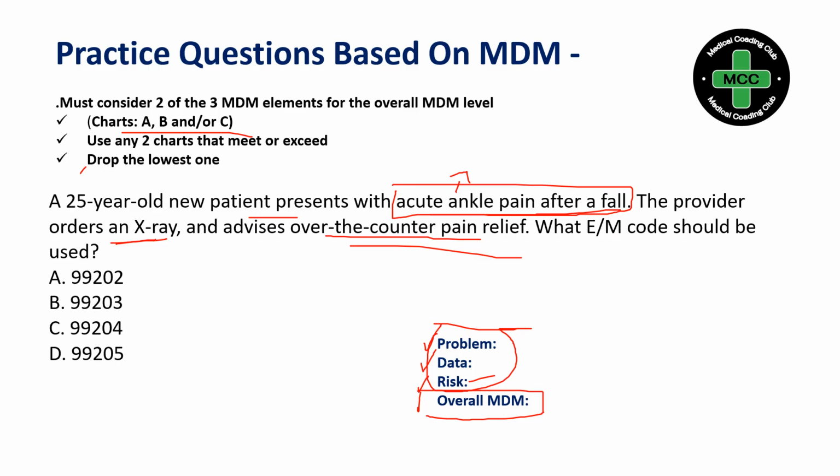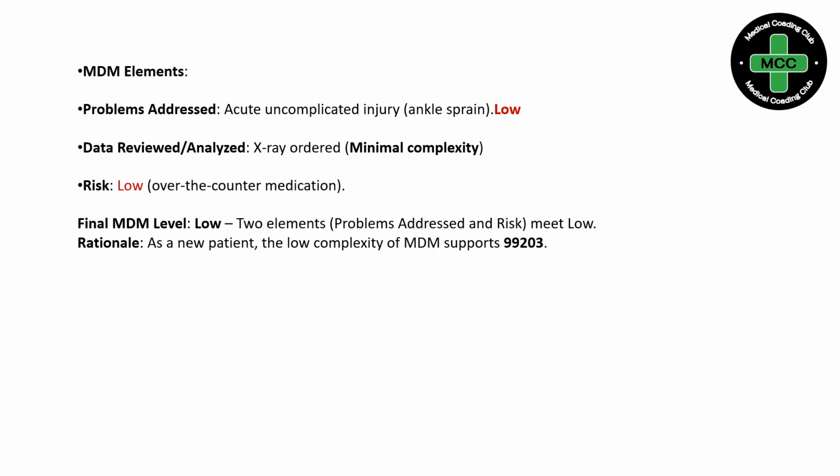Okay, let's see the rationale for this question. So here, as you can see, the problem addressed is acute uncomplicated injury, which is ankle sprain. Acute uncomplicated injury is listed in the low problem level. And then data reviewed and analyzed, that is chart B, X-ray ordered. Only one X-ray, only one point we are getting, so it will be minimal data. And risk, over-the-counter medication, we will get a low level.